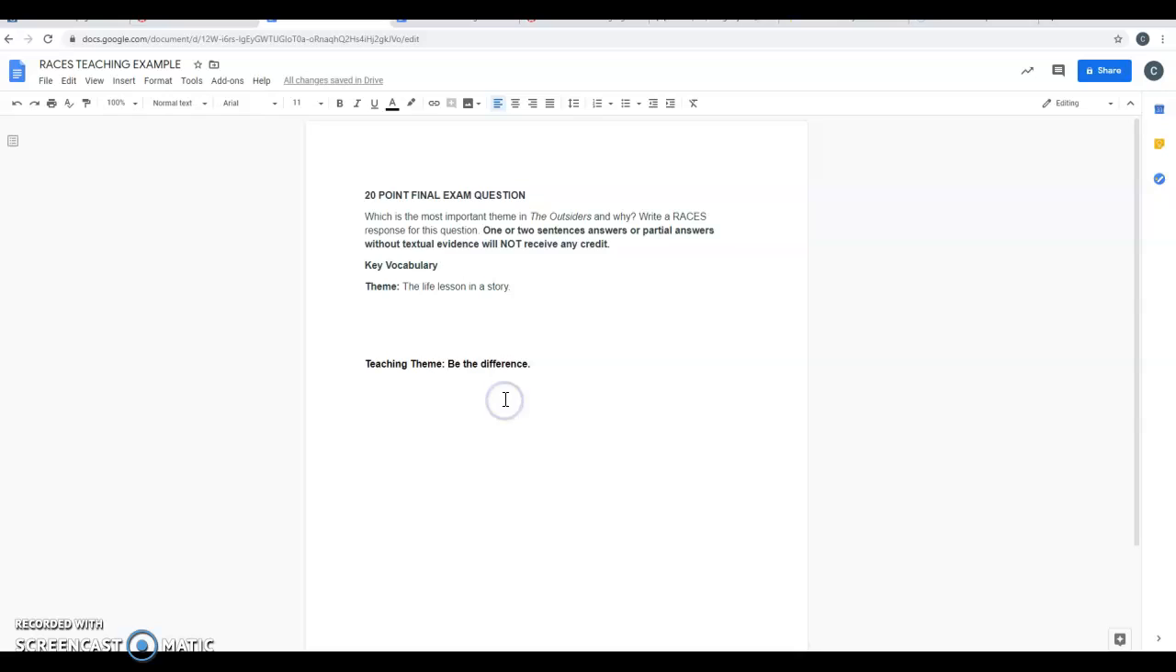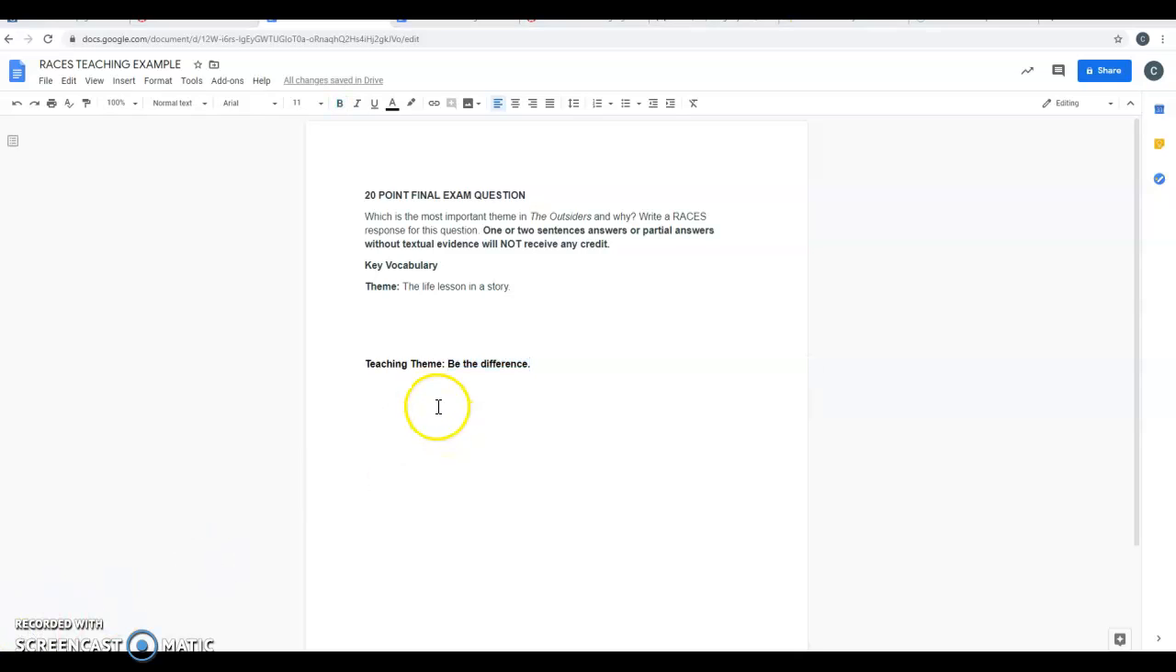The first thing we need to do, because it is a written response, is restate an answer. Take this question, which is the most important theme in The Outsiders and why, and form a statement. Take it out of question format. So restate an answer. I'm going to have you pause. You can write it down or you can just think it through, but pause the video on 3, 2, 1, and restate an answer.